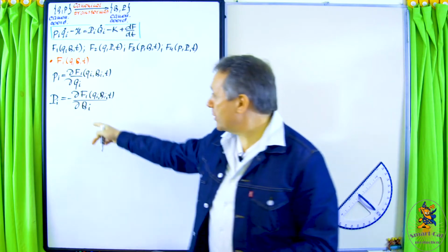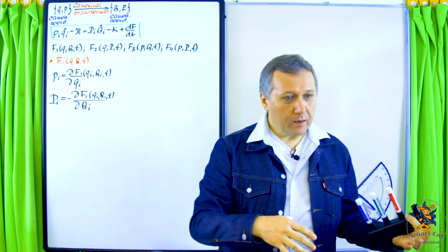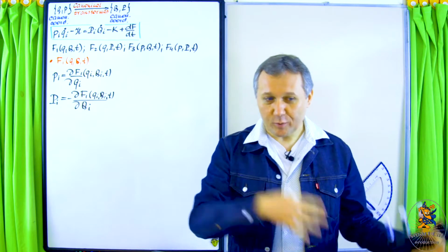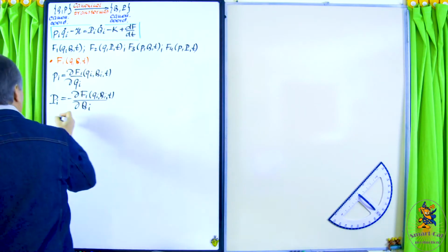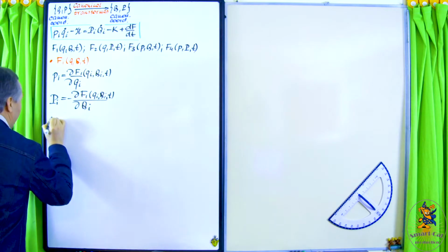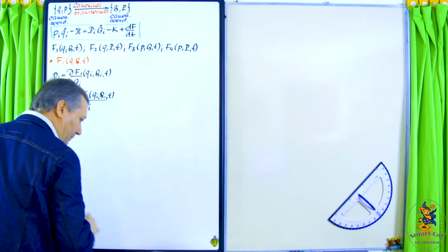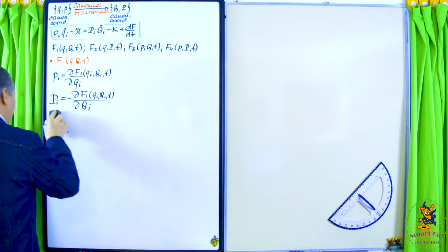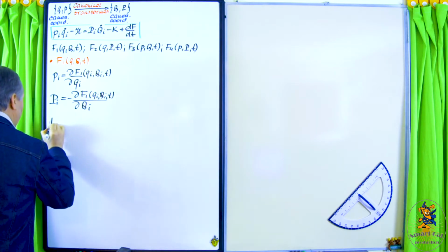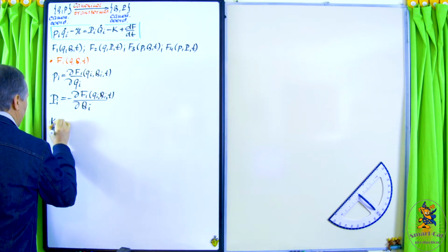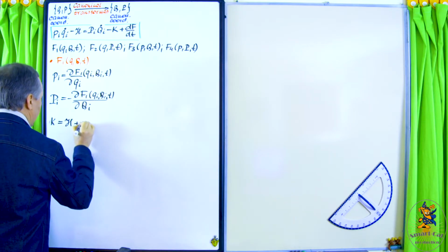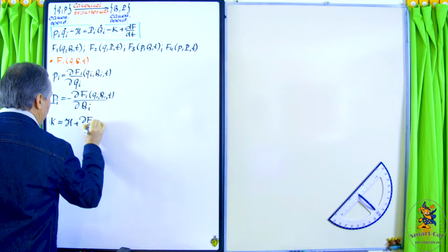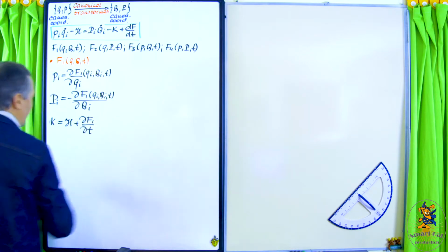And of course, the last equation relates Hamiltonians. Hamiltonian in the old and Hamiltonian in the new world. Right, so the last one, of course, let me write K. K, Hamiltonian, which is, of course, a function of capitals, equals H plus partial derivative of f1 with respect to time.